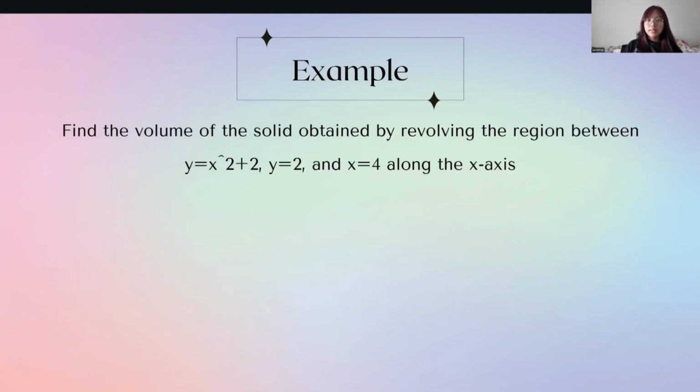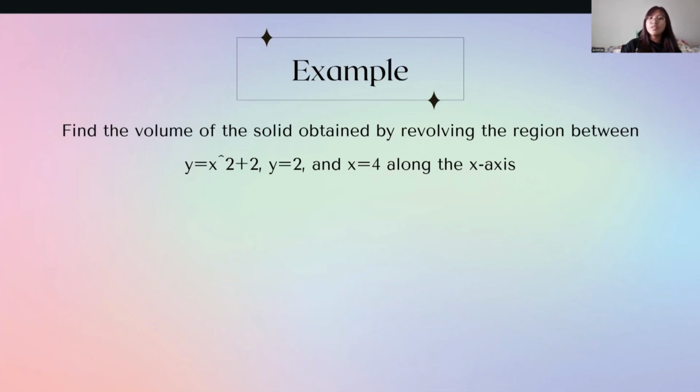Let's take this question as an example. Find the volume of a solid obtained by revolving the region between y equals x squared plus 2, y equals 2, and x equals 4 along the x-axis. Now intuitively, we can know that x equals 4 is going to be one of the endpoints of the integration, or b.